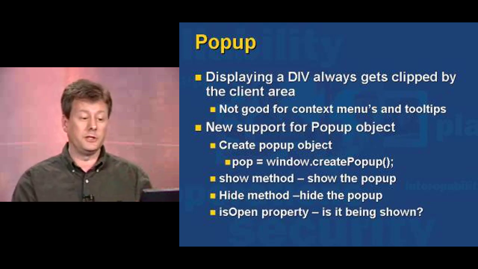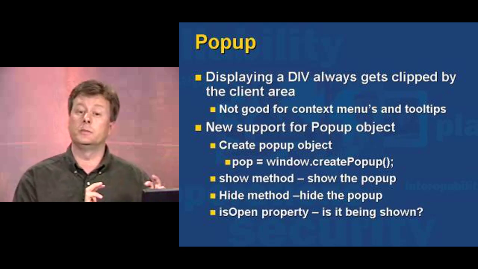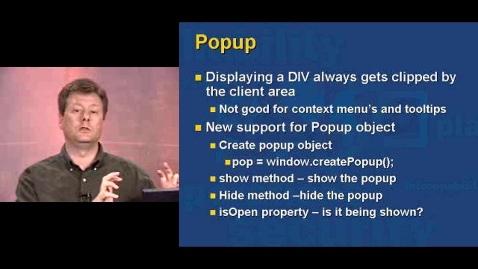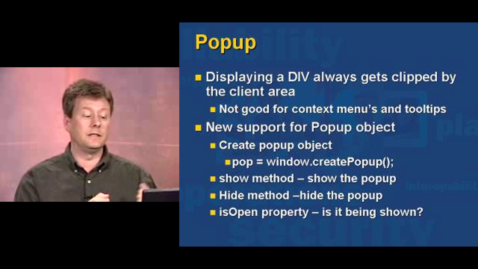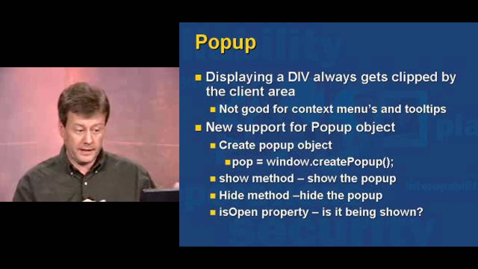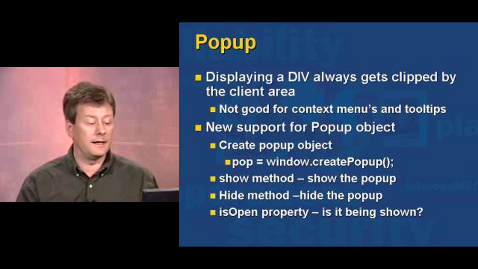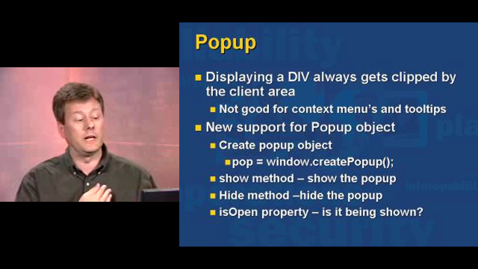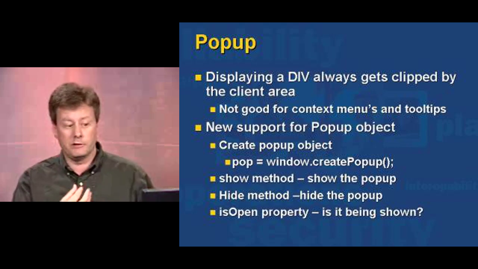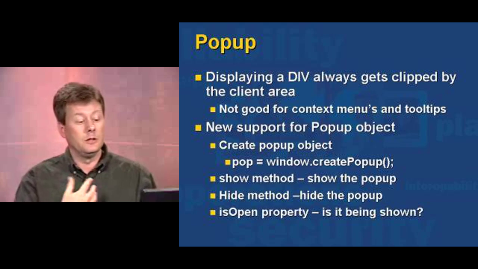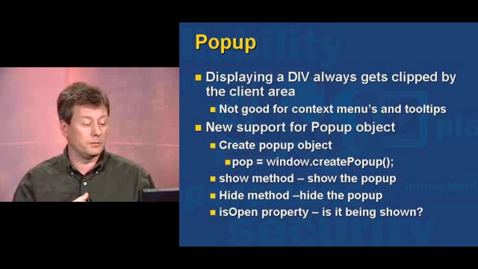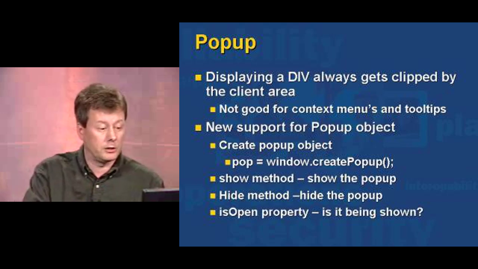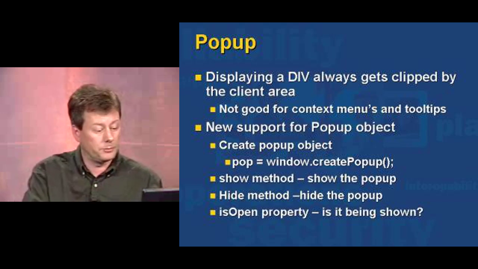With the pop-up object, you can now generate a pop-up object and populate it with some dynamic HTML content and have it as the topmost instance on the desktop. And so you can get outside of the client area. This is useful particularly for menus and tooltip functionality. And the support is very simple. We have an ability to create the pop-up object, and then you can populate that resulting object with dynamic HTML, and you can then show or hide the pop-up object and check whether it's actually being shown programmatically with the isOpen property.